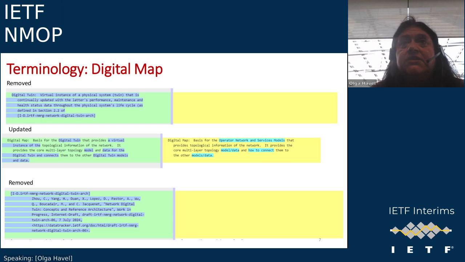So the current proposal is the digital map is a basis for operator network and service models that provides topological information of the network. It provides the core multi-layer topology and how to connect them to the other models and data. I'm not sure topological information of the network and services is missing, if somebody assumes that network is not network services. For me, I think we defined it in the other terminology as a network that includes both services and network. So this did address the comments originally, but maybe this can be improved further. I did share this with those who I got feedback from prior to this meeting. So I don't know if anyone wants to give their opinion or further feedback.